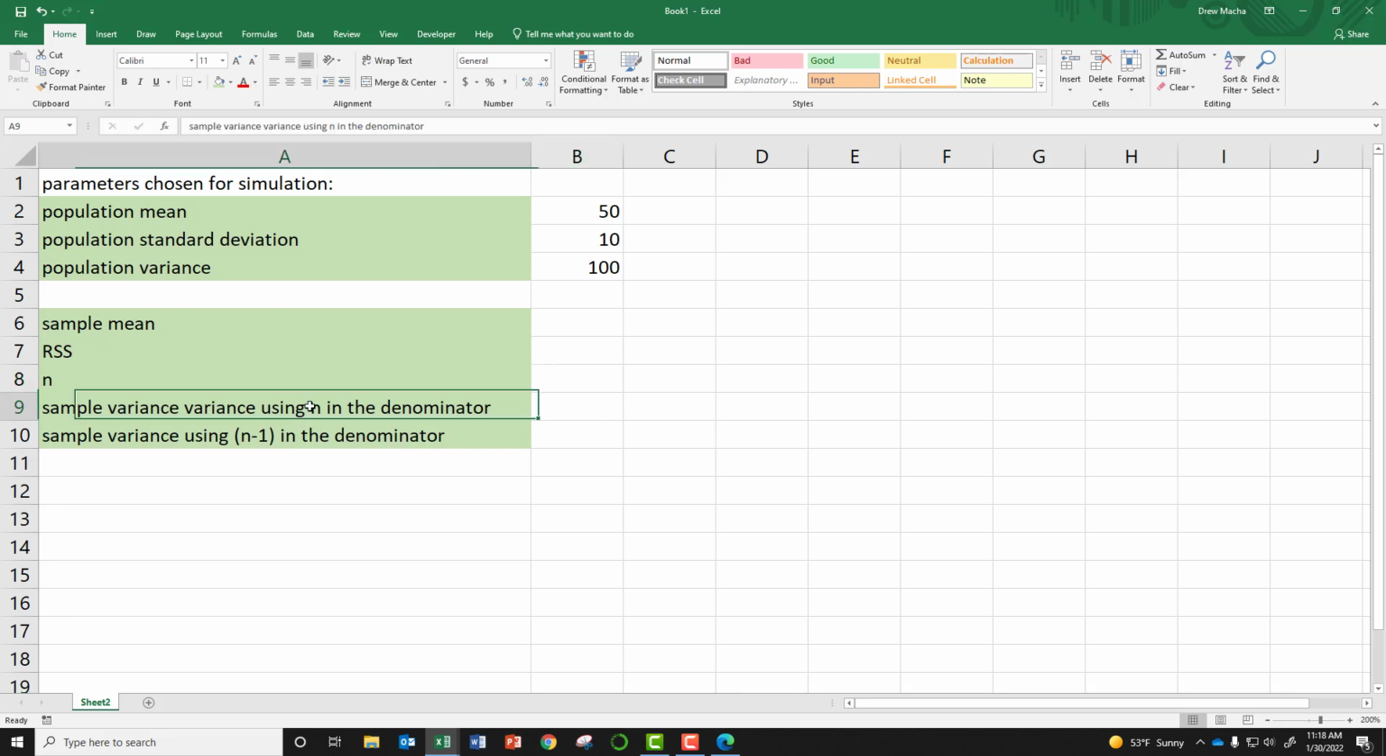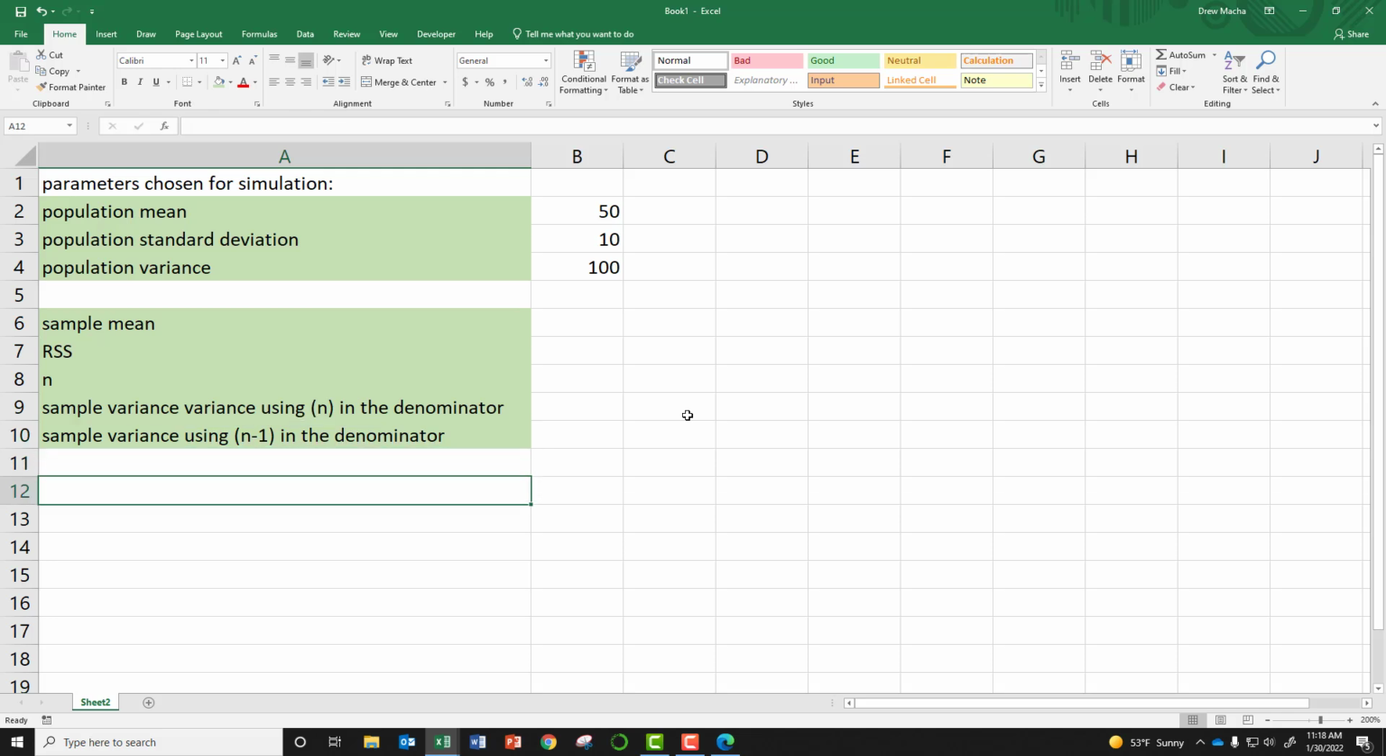All right, and so what we're going to do is we're going to generate some random numbers. We're going to calculate the sample variance using these two different methods, two different formulas, one using n in the denominator, one using n minus 1. And then we're going to compare that to the population variance that we chose for our simulation and see which one is closer. All right, so for my simulation, I'm going to take 10 measurements.